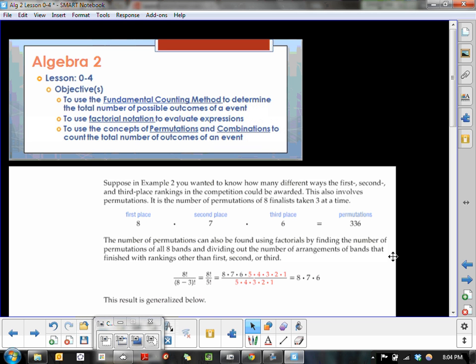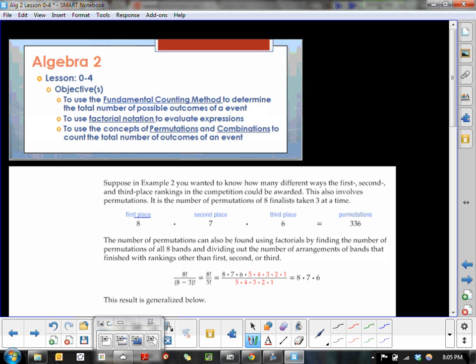So that's what this example is about. It says, suppose in example 2, you want to know how many different ways the first, second, and third place rankings in the competition can be awarded. So we're going to stop at first, second, and third, and no other awards are going to be made. Then how many different arrangements could there be of 8 different bands shooting for the 3 different places? So what they've outlined here is a good strategy.